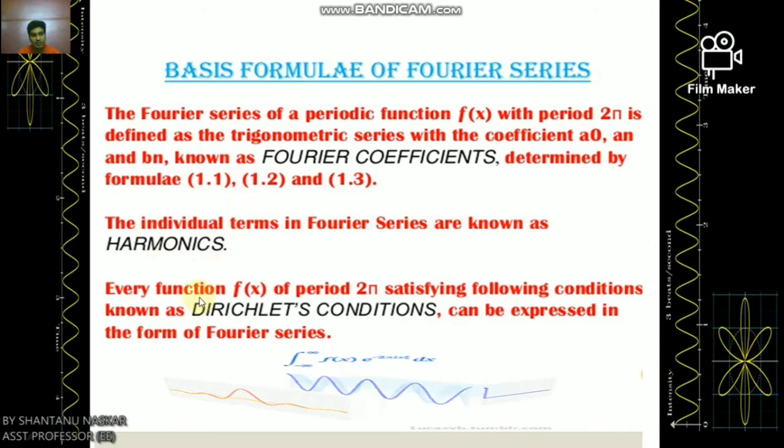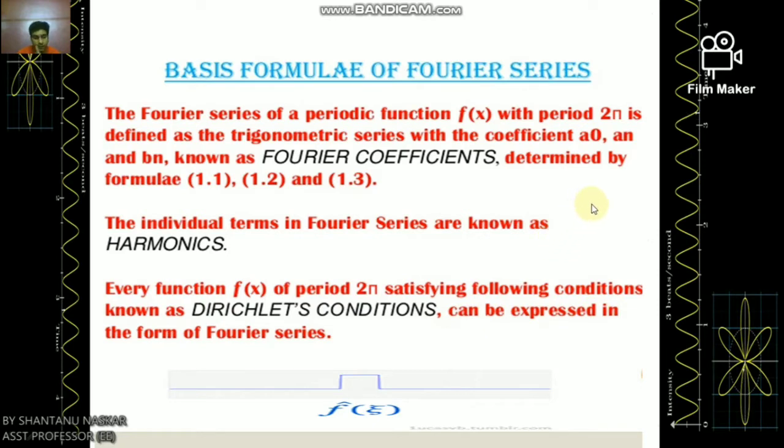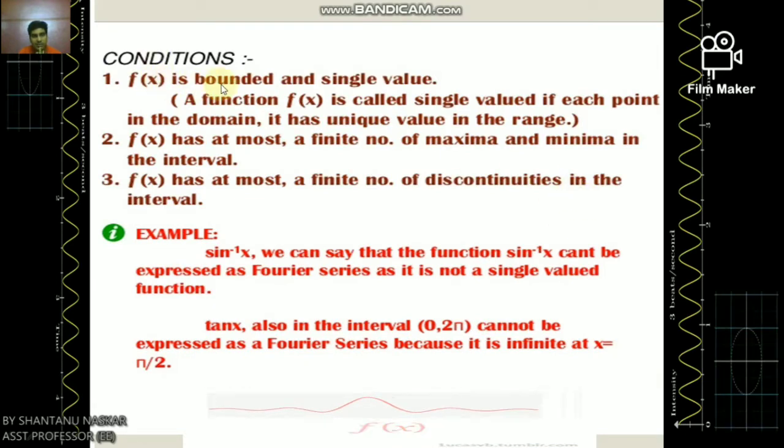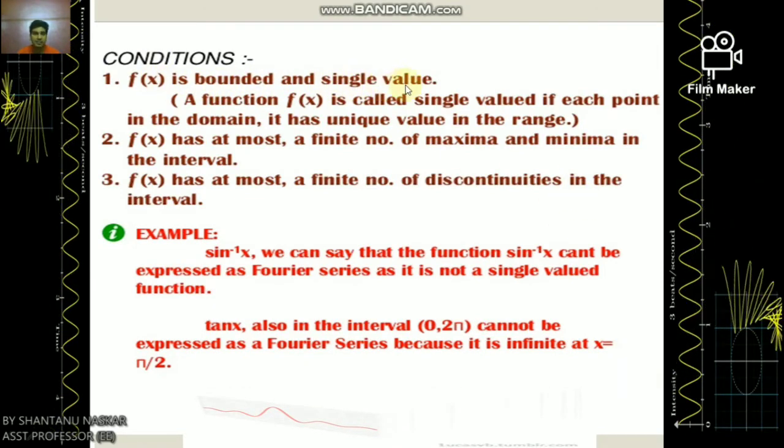Every function f(x) of period 2 pi satisfying the following conditions, known as Dirichlet conditions, can be expressed in the form of a Fourier series. So what are the Dirichlet conditions? I will discuss later. The conditions are: f(x) is bounded and single valued.